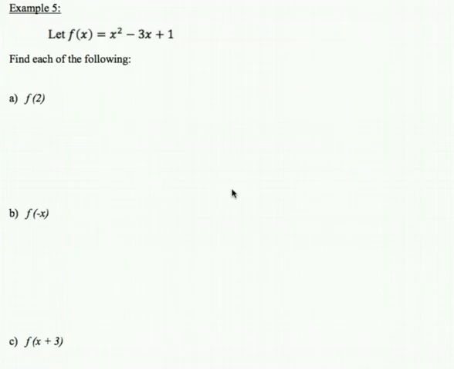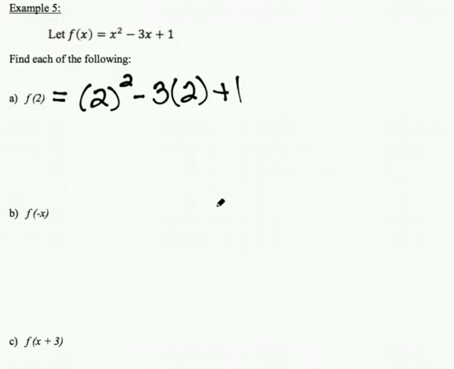Example 5, let f of x equal x squared minus 3x plus 1. We're going to find each of the following. So this is making sure that we understand function notation. So f of 2 is simply telling us to take 2 and plug it into the equation wherever we see an x. So f of 2 is going to be equal to 2 squared, again I'm plugging a 2 where I see the x, minus 3 times 2 plus 1.